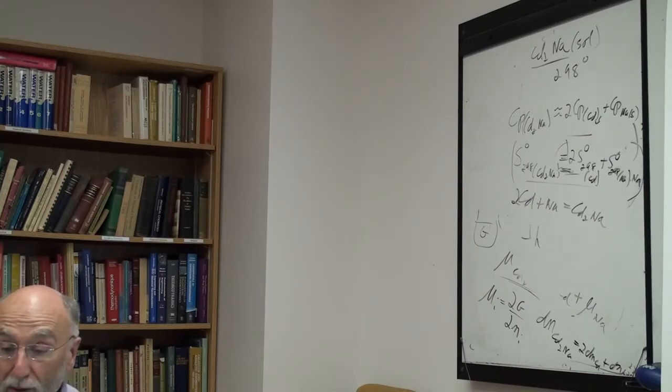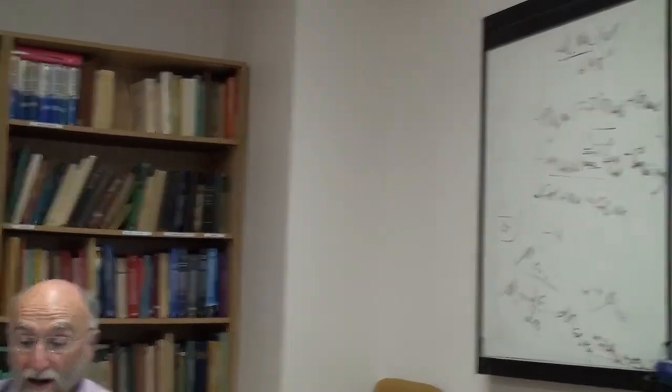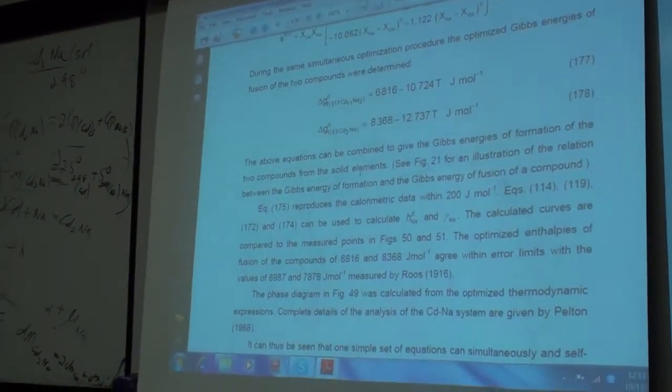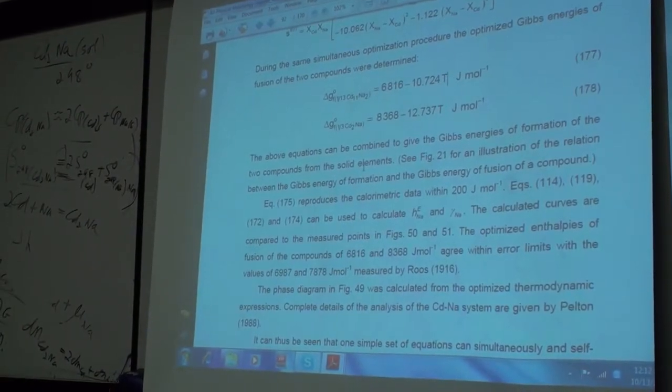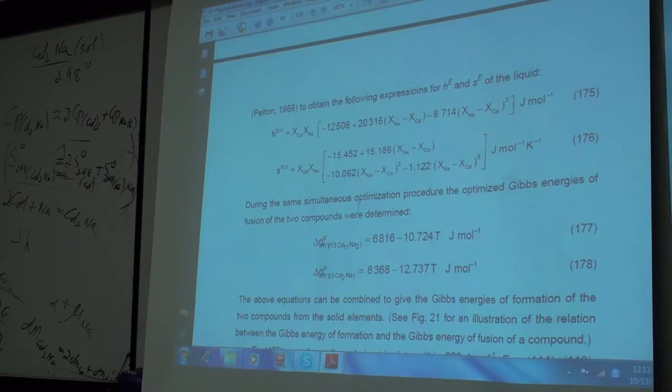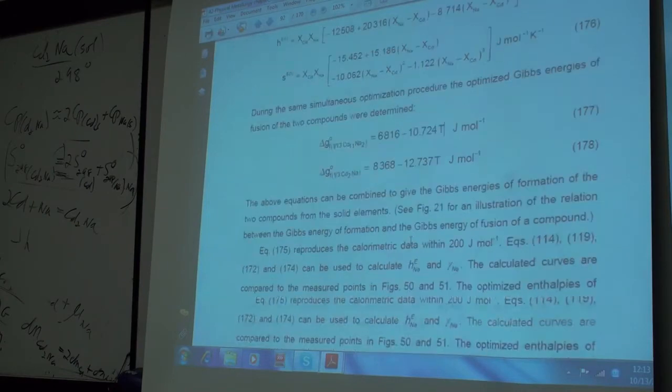Okay. So the above equations can be combined to give the Gibbs energy information of the two compounds from the solid elements, but only over the temperature range of that phase diagram. If you're integrating down to 298, you're going to have to make assumptions about CP or something. And remember too, here I'm assuming that delta CP of fusion is equal to 0, which is reasonable over that range, but this certainly can't be true all the way down to room temperature. Delta CP is not equal to 0 all the way down, so you can't really extrapolate this equation right down to room temperature.